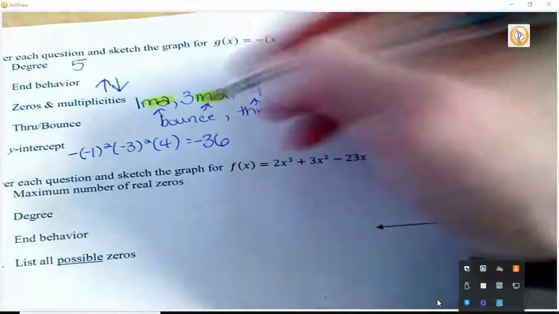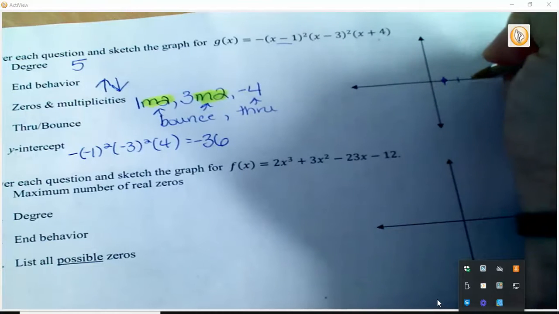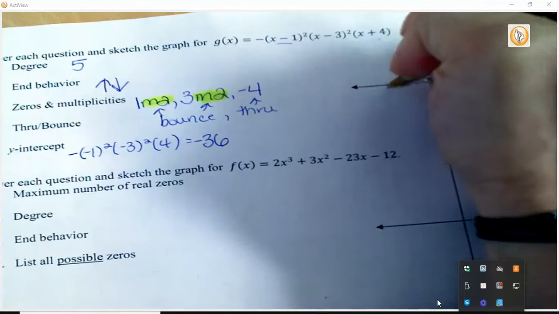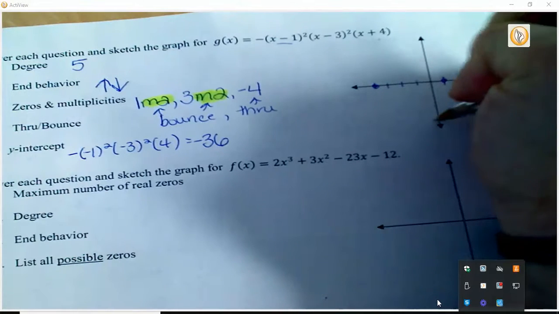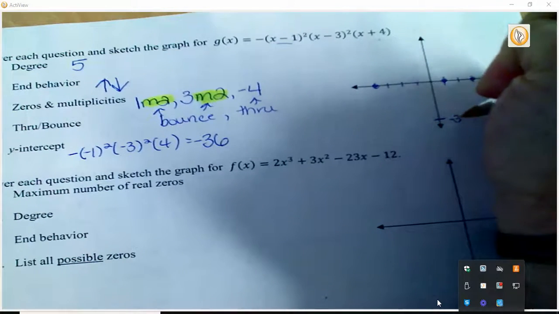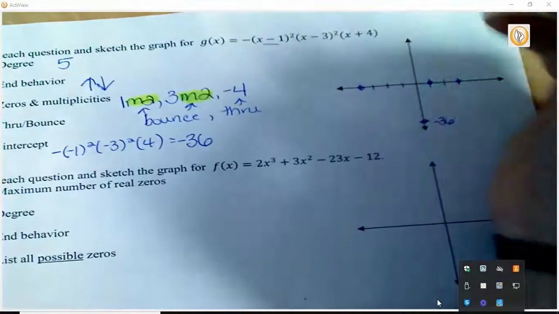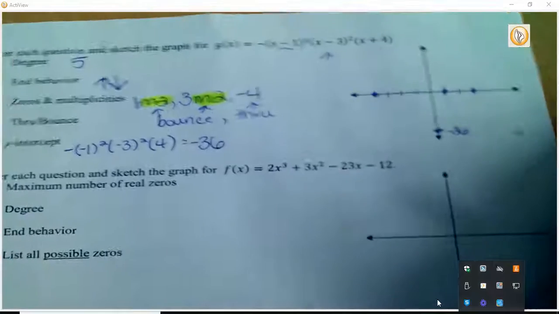Then you have to plot all this on your graph. So I hit my x-axis at 1, 3, and negative 4. Y-axis at negative 36. I told you it was okay if you just put a mark, but make sure you label that. My end behavior was up, down. So my graph should start up here and end down here.